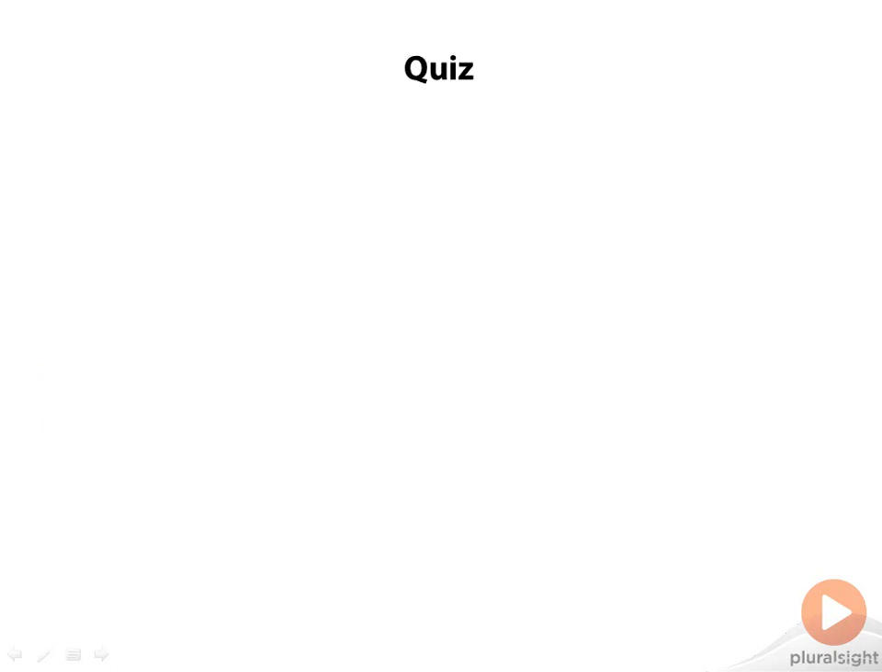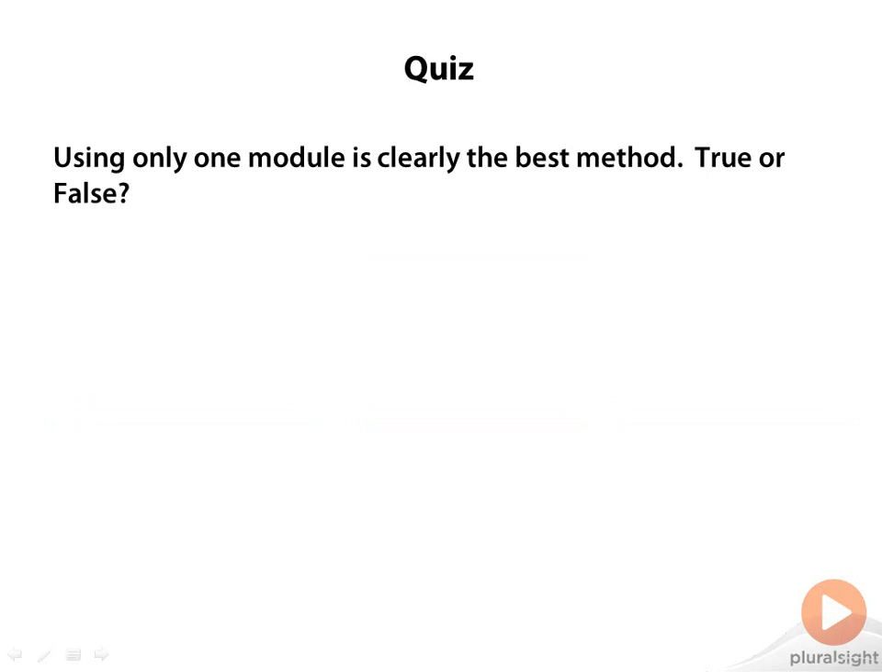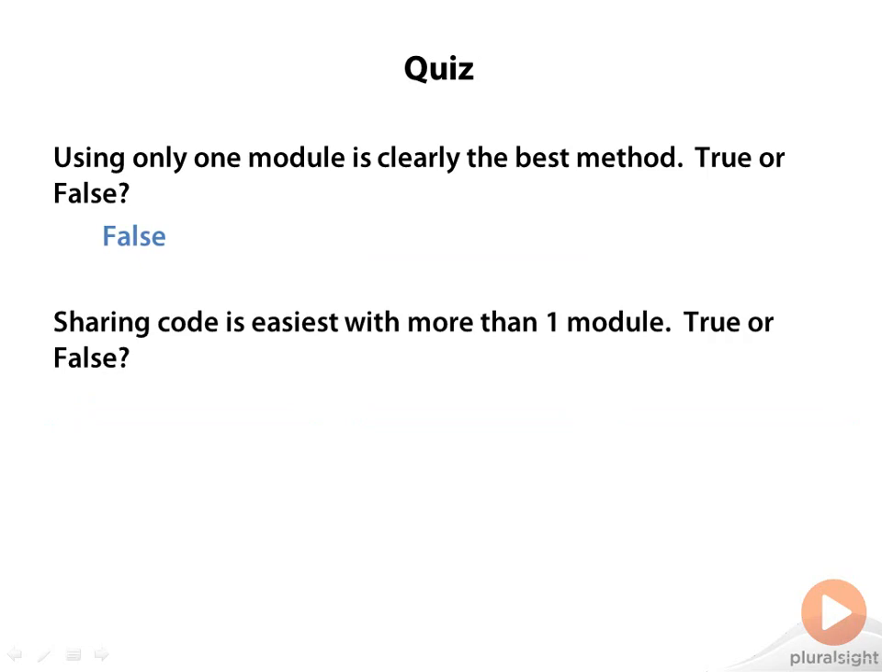Let's have a brief quiz. Using only one module is clearly the best method. True or false? That is false. The different methods for organizing modules all have a lot of pros and cons, so which one is best is not obvious. Sharing code is easiest with more than one module. True or false? This is true.